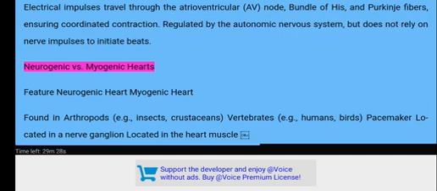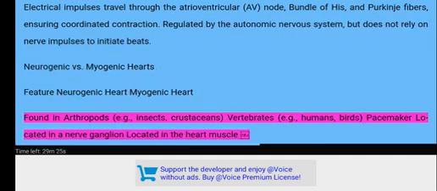Neurogenic versus myogenic hearts. Feature: neurogenic heart, myogenic heart. Found in arthropods, e.g., insects, crustaceans; vertebrates, e.g., humans, birds. Pacemaker located in a nerve ganglion; located in the heart muscle.